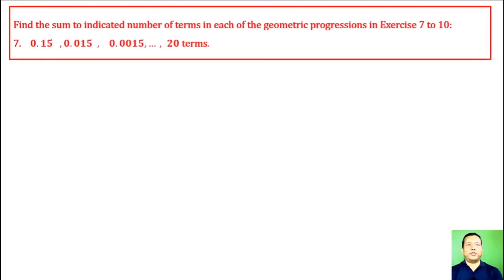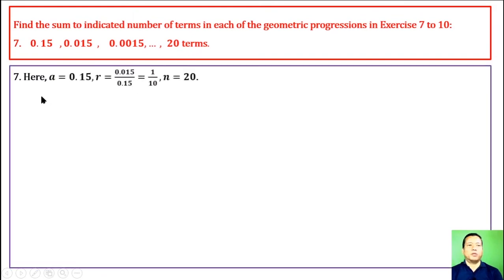Find the sum to the indicated number of terms in each of the geometric progressions in exercises 7 to 10. Question 7: 0.15, 0.015, 0.0015, 20 terms.